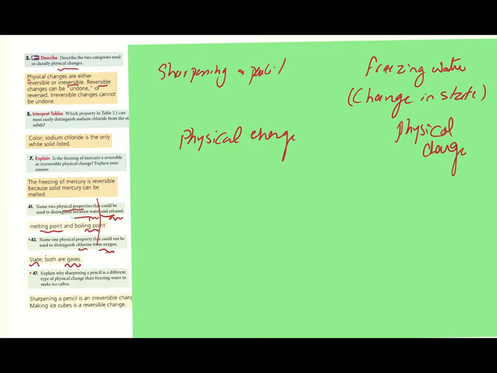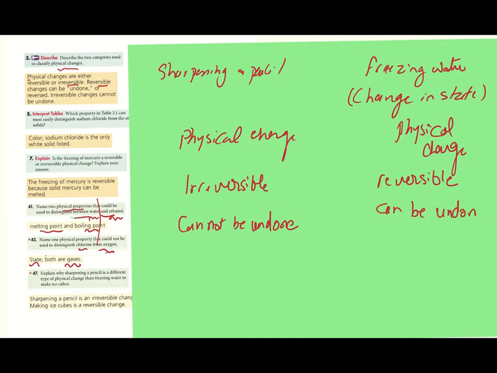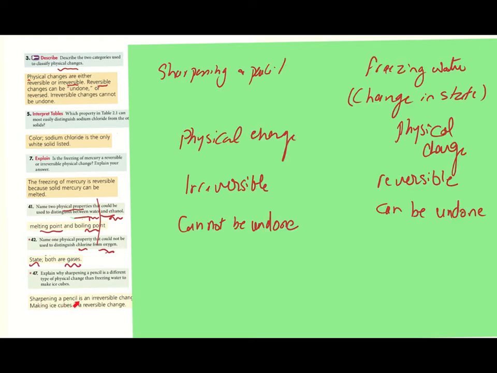But sharpening a pencil is an irreversible change, meaning it cannot be undone. While freezing water, after changing water to ice, you can get it back to liquid water. So this change is a reversible change and can be undone. So the difference between sharpening a pencil and freezing water is that sharpening a pencil is an irreversible change while making ice cubes is a reversible one.